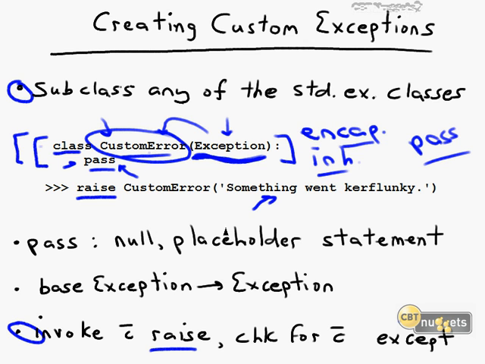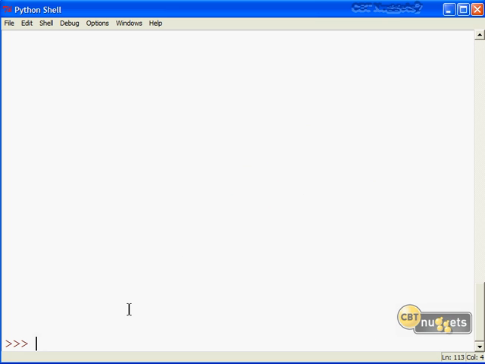In other words, I need you to understand that everything we've learned in this nugget with regard to raising and catching exceptions applies to your custom exceptions just as much as it does to the Python built-in ones. This final demonstration touches on creating custom exception classes in Python.